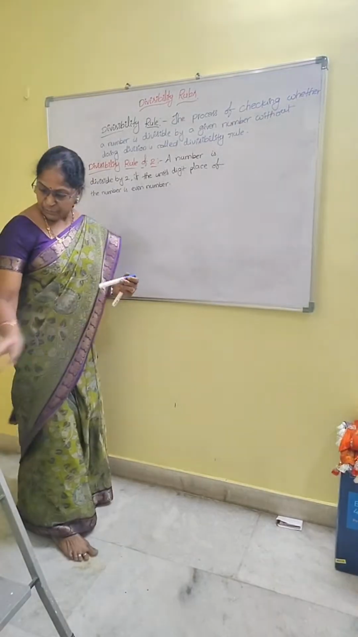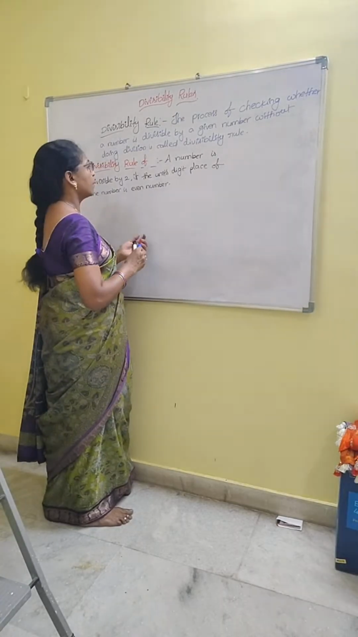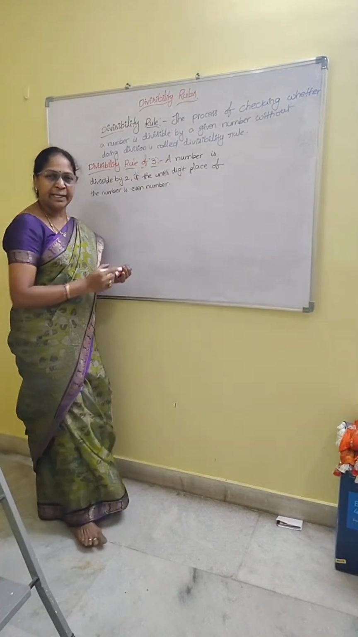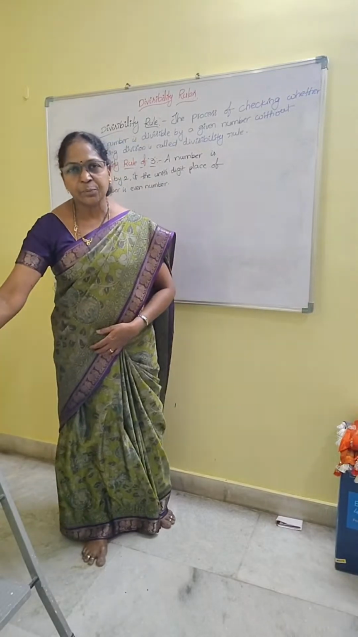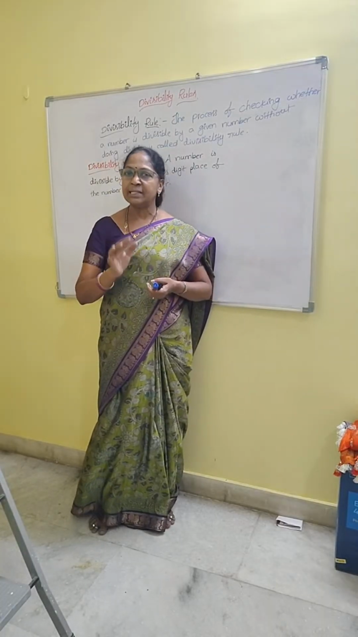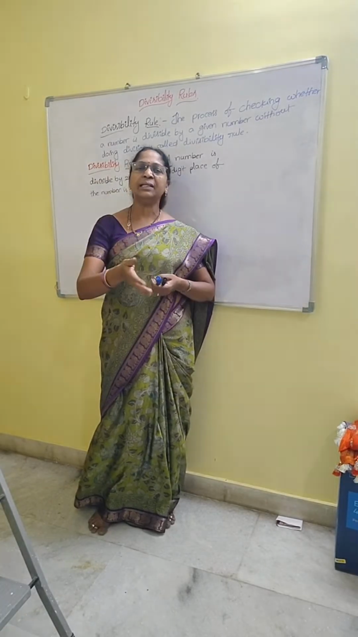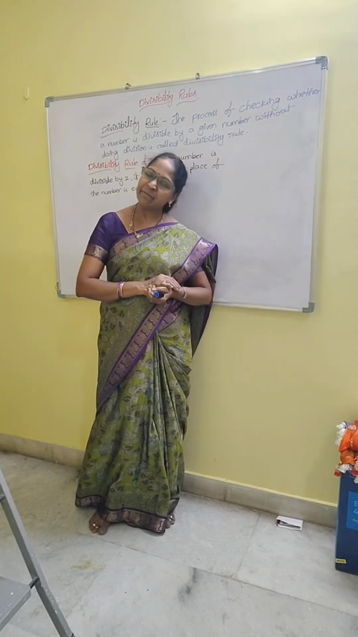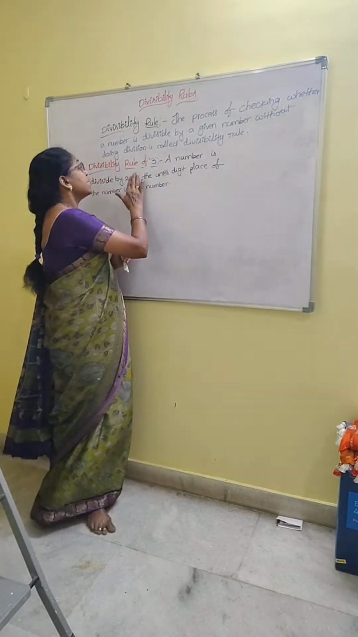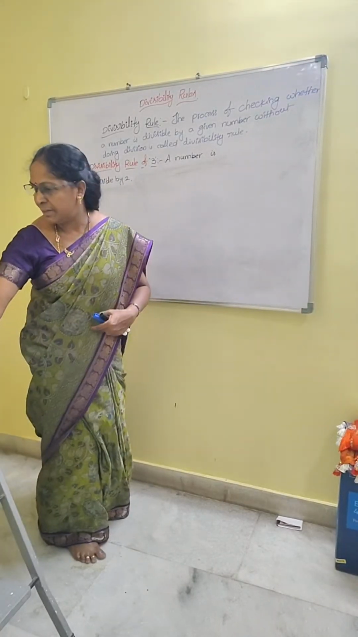Now see, the divisibility rule of 3 here. A number is divisible by 3. Here, what is the rule? What is the divisibility rule of 3? A number is divisible by 3 if the sum of the digits is divisible by 3. If the sum of the digits is divisible by 3, then only the given number is divisible by 3. So you can clarify here.